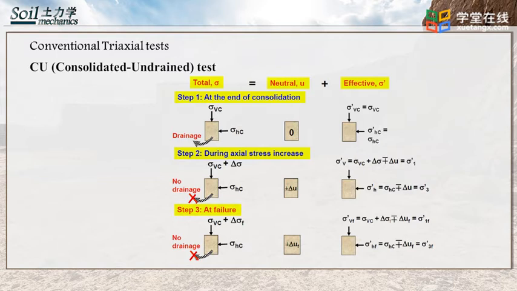In step 2, its drainage is closed after deviatoric stress is applied. Excess pore water pressure is generated. Total stress equals effective stresses plus excess pore water pressure. Sigma 1 equals consolidation vertical stress plus deviatoric stress minus excess pore water pressure. Sigma 3 equals cell pressure minus excess pore water pressure. At failure, total and effective sigma 1 and sigma 3 can be calculated in the same way.